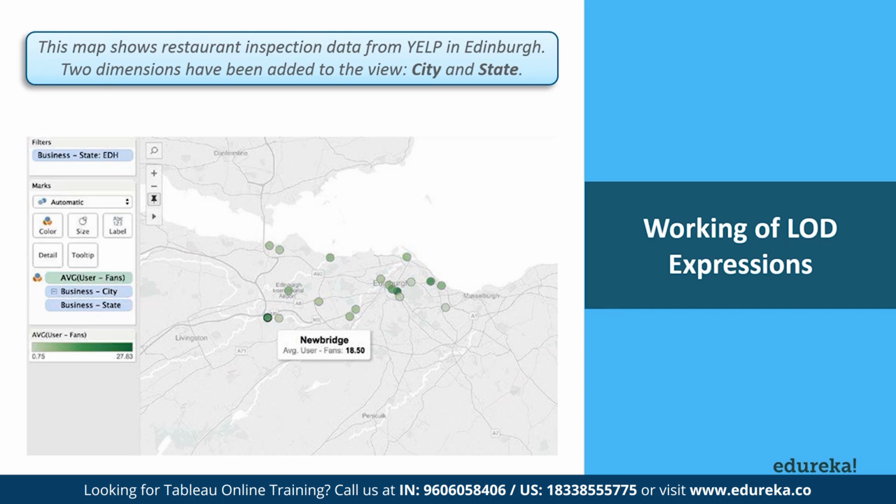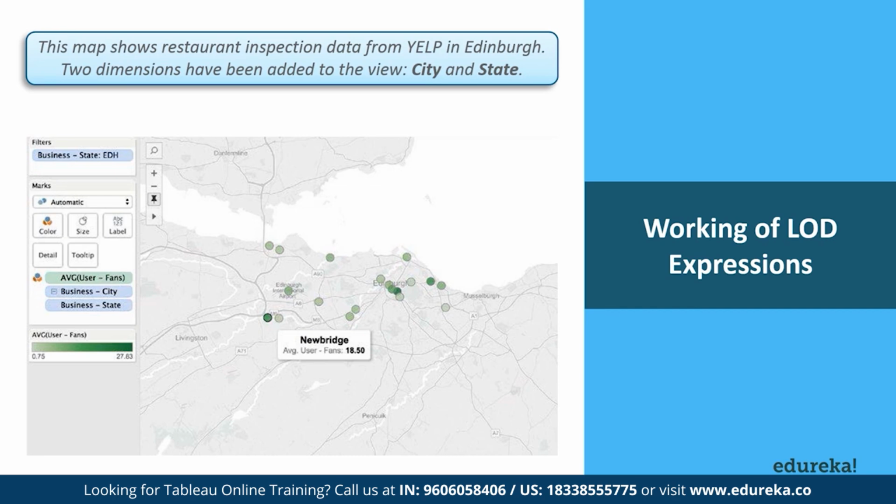Adding more granular dimensions to the view will result in a less aggregated LOD. For instance, we could add business ID to the visualization by dropping it on the detail shelf to see the average user fans for each individual business. By doing so, we'll also change the visualization. Every single business will appear as a circle on the map.